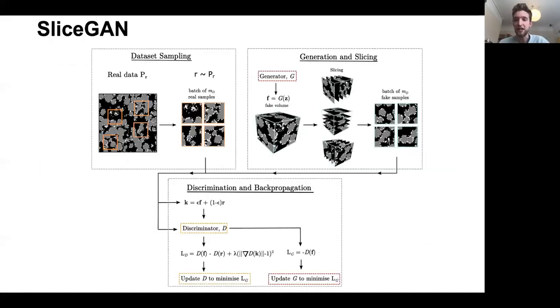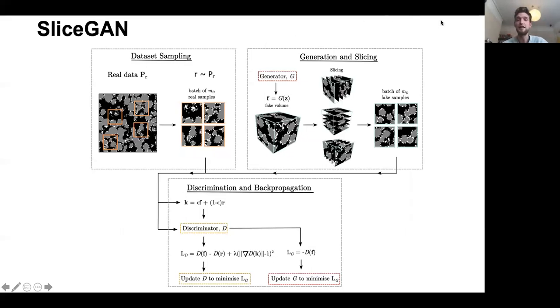And that essentially leads on to what I developed in terms of a GAN approach to try and solve this problem. SliceGAN is very similar to a normal GAN, at least at the start, in that we have some 2D data set and we take some crops out of that 2D data set, just like before.